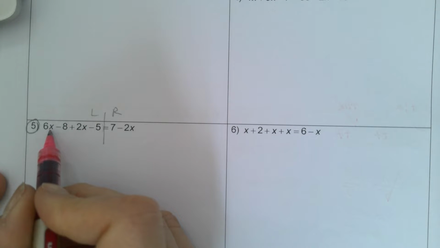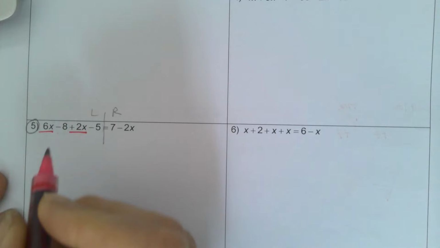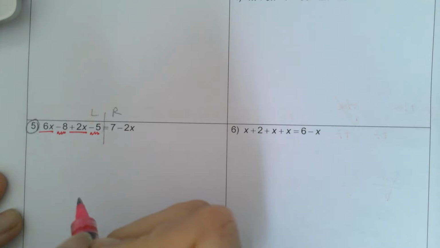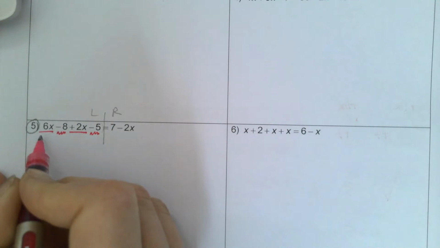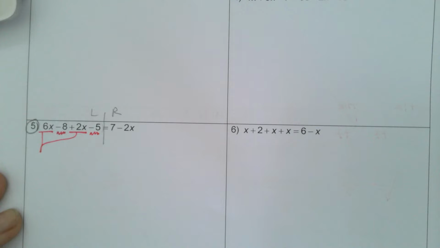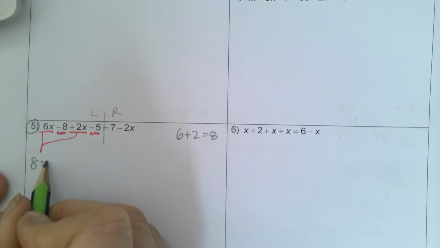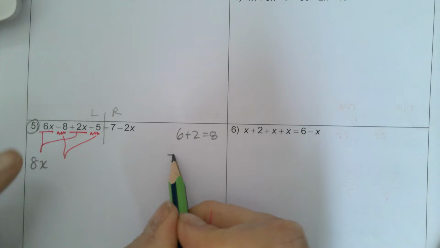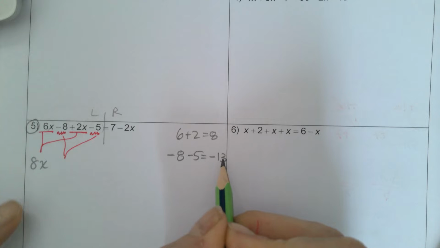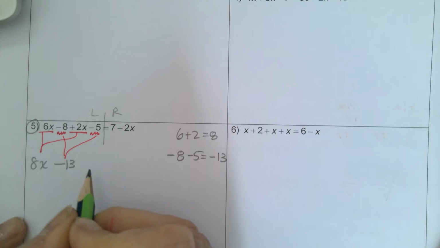This one is an x and this one is an x, so they are like terms, so I can put these two together. This does not have an x and this does not have an x, and so these are like terms. So let's put these ones together first. So 6 plus 2 equals 8. So this is 8x. And then this one is 8, and I lose 5. I lose 13. So now I lose 13.